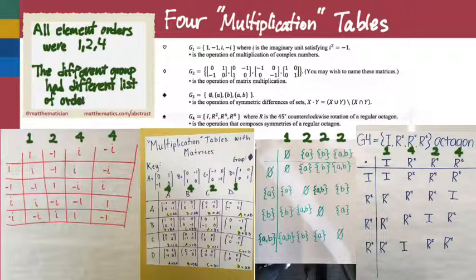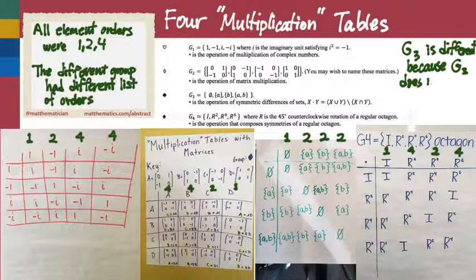So what would be a quick and simple way to say why this group is different from the other three using the idea of element order? So G3 is different because why? It doesn't have 4. Yeah, because G3 does not have an element of order 4, whereas all three of the other examples do.